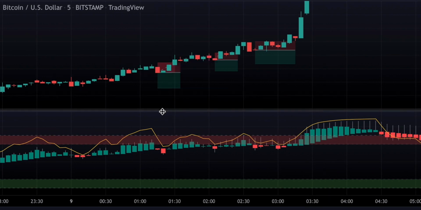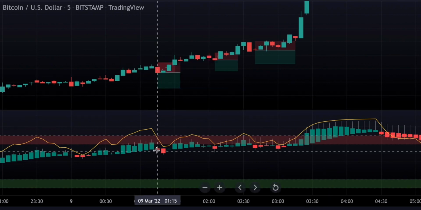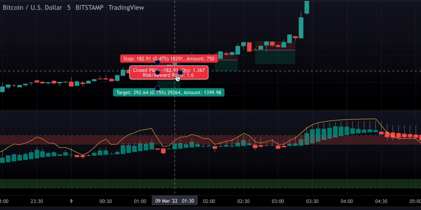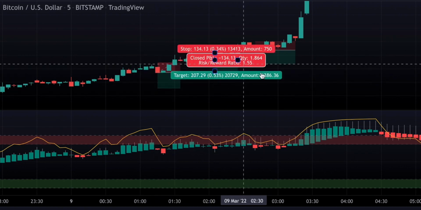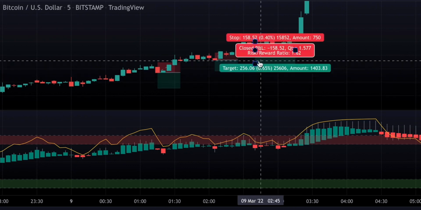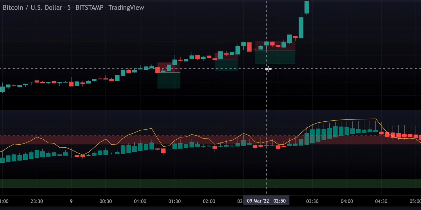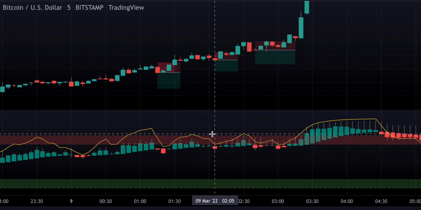this system. So we had a short trade right there. We see the signal. We took a short trade. We got stopped out. Another short trade right here. We took a trade. We got stopped out. And the third one right here. We got stopped out as well. So a lot of false signals.